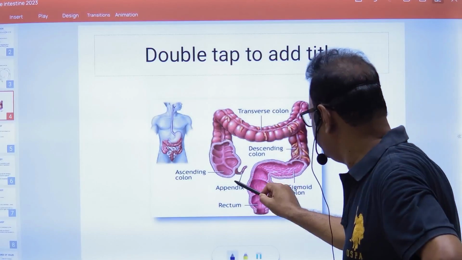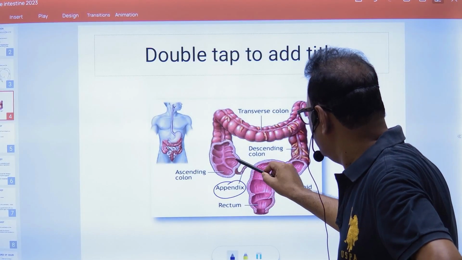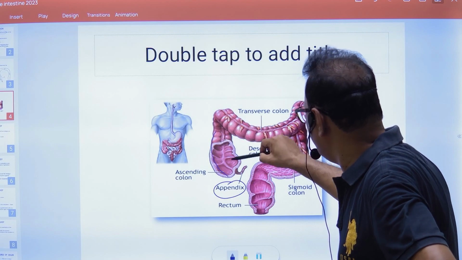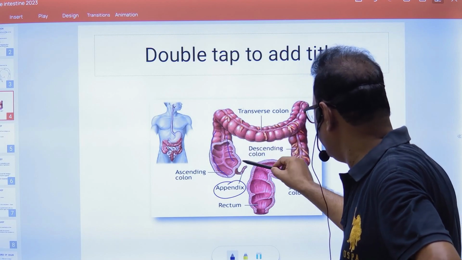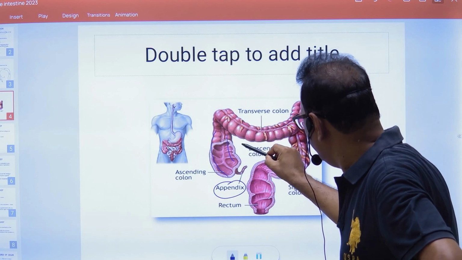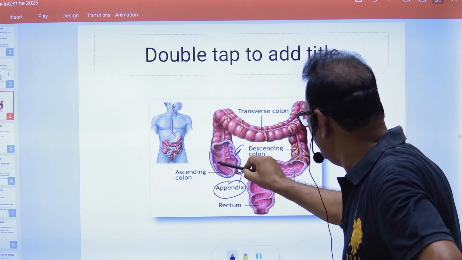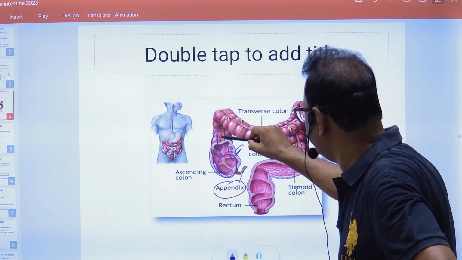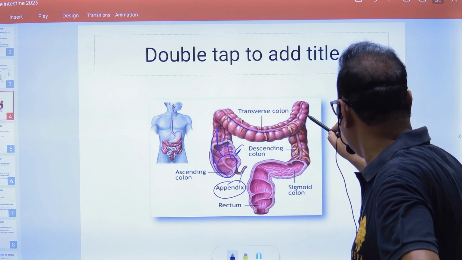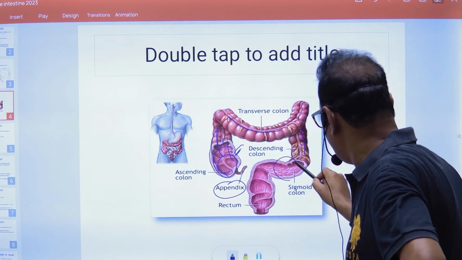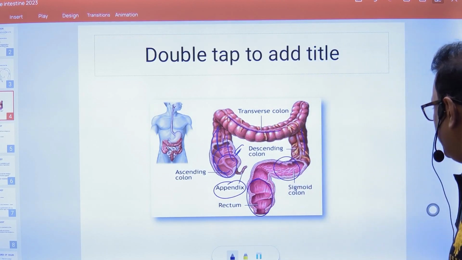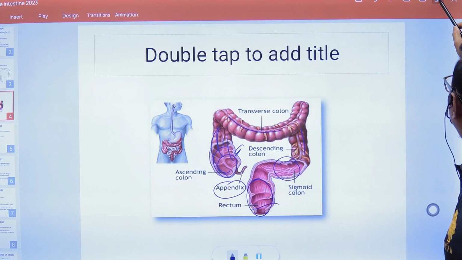Over here, this is the appendix. This one is the ascending colon. The cecum has not been shown over here, because if here we have put the ileum, this could be the cecum. Then we have the ascending colon over here. This is the transverse colon, descending colon, sigmoid colon, and the rectum over here, and we continue with the anus.